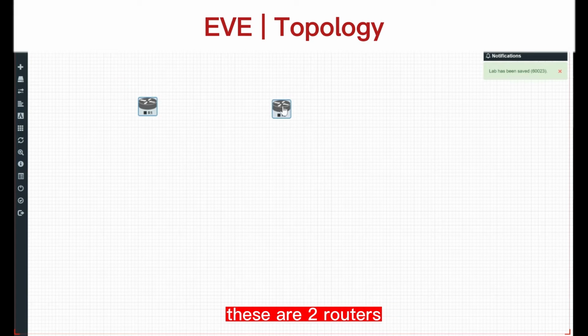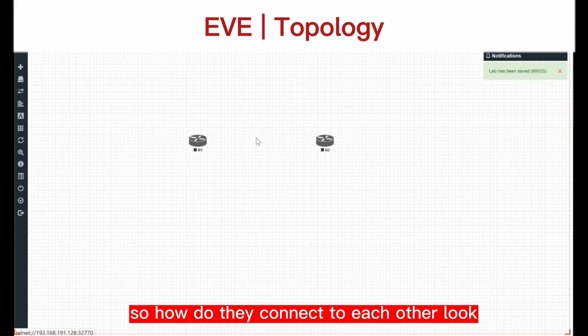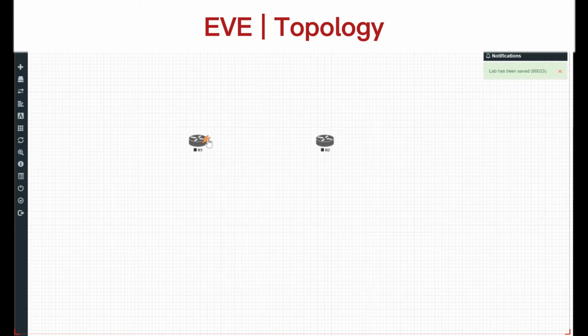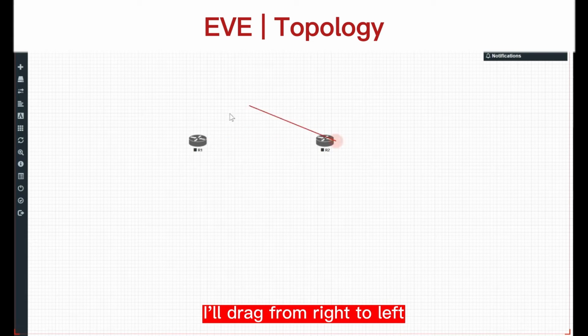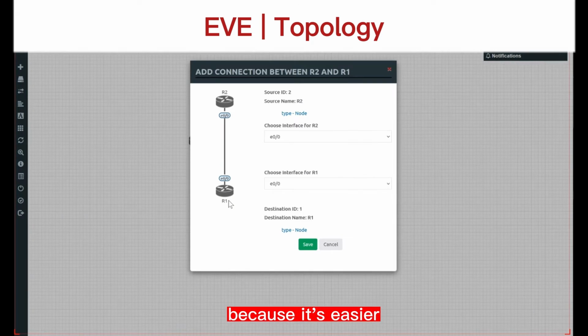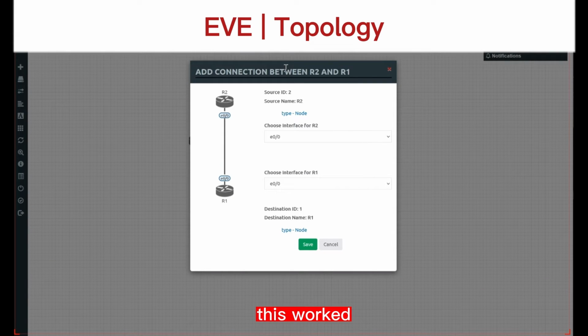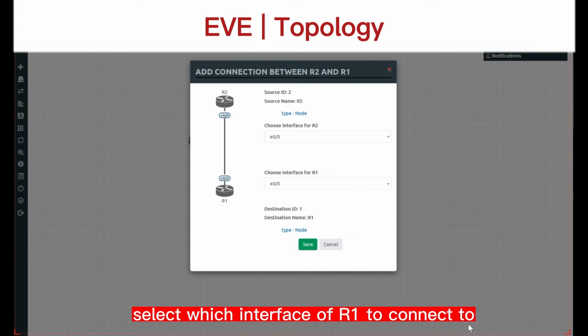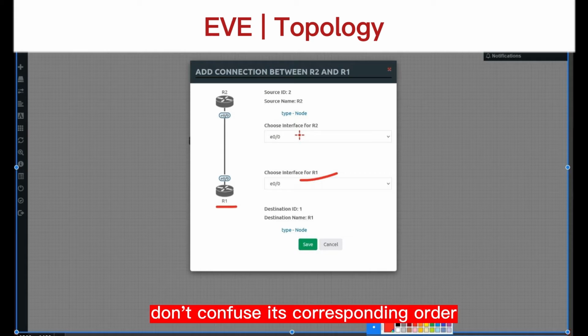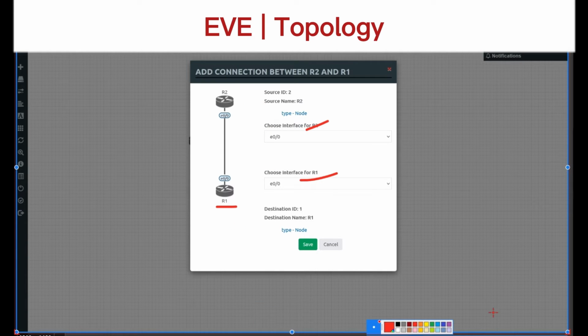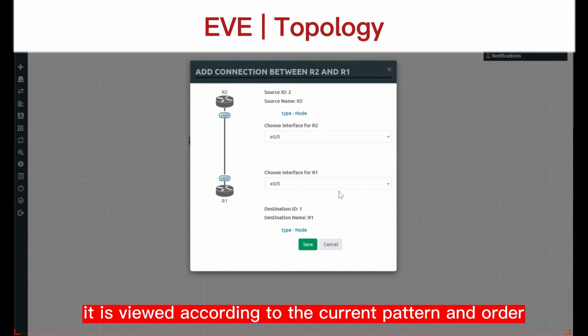These are 2 routers. So how do they connect to each other? Look. Click it. It will become highlighted. Then left click and drag to the right here. I'll drag from right to left, because it's easier. Okay. This worked. Now it will prompt you to select which interface of R1 to connect to which interface of R2. Below this is R1. Don't confuse its corresponding order. Above is R2. It is viewed according to the current pattern and order.